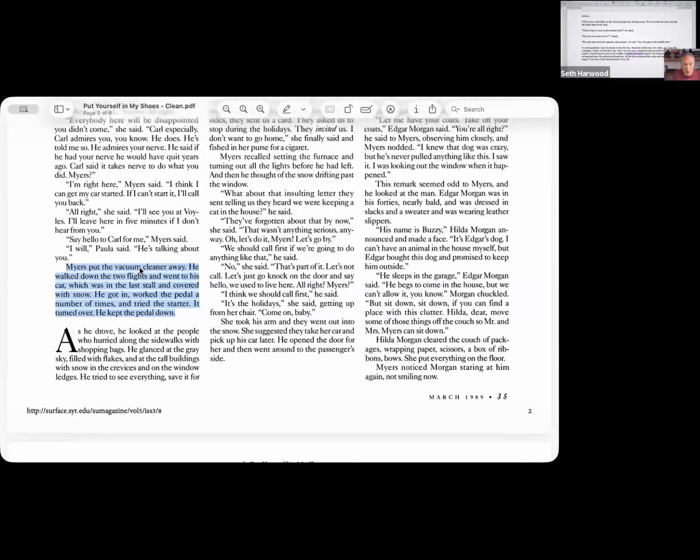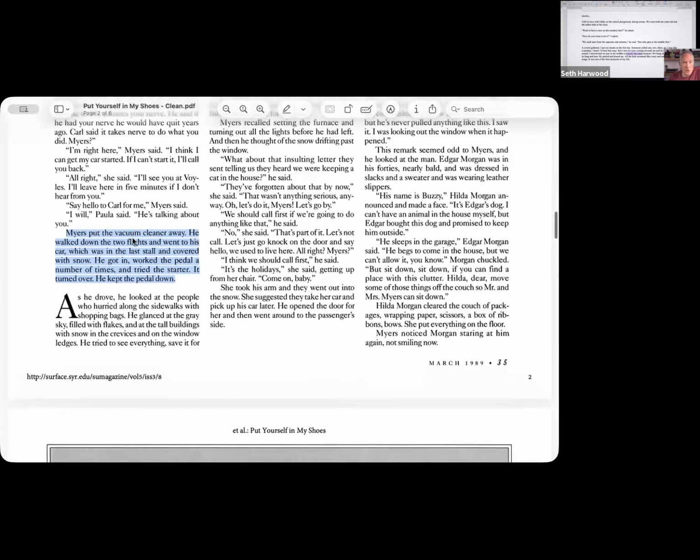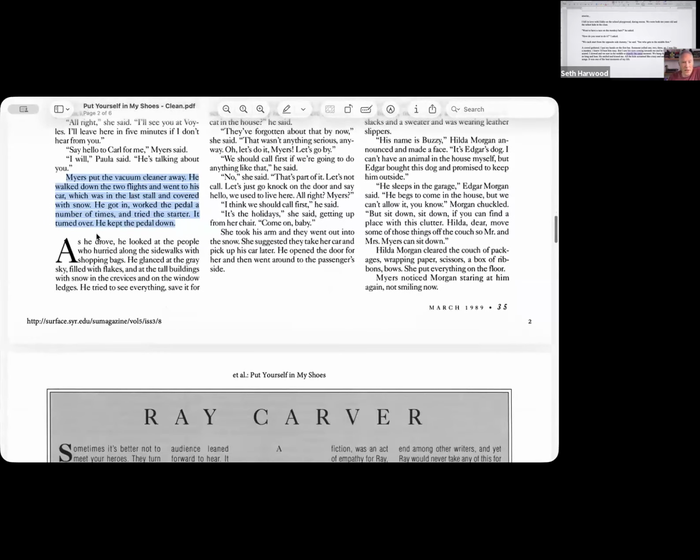This is how his car works. He needs to work the pedal a few times to get it to start. There's snow, and then there's a gap. So here's a section break. He kept the pedal down, and then as he drove, he looked at the people who hurried along. So the gap there isn't so big. It's pretty small. He's gone from starting the car to him driving.